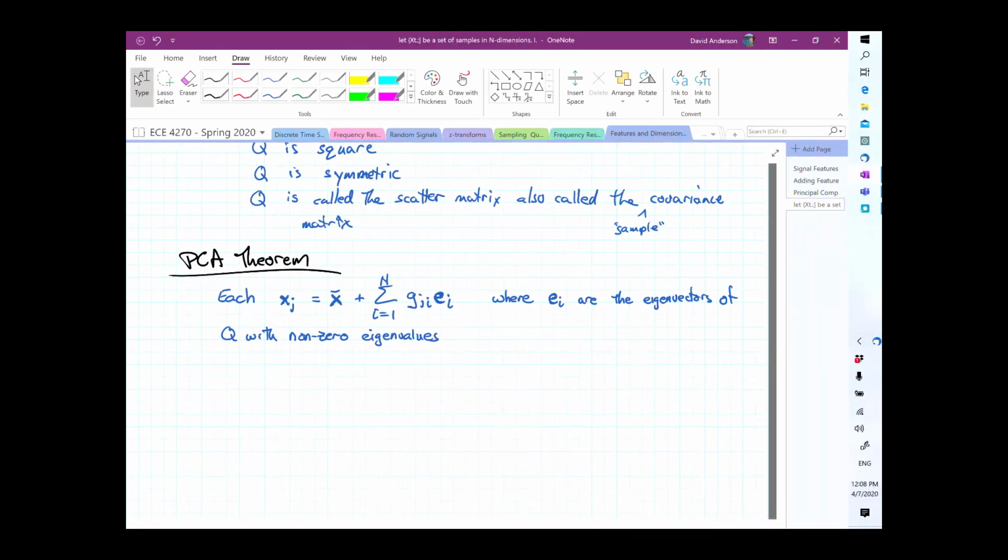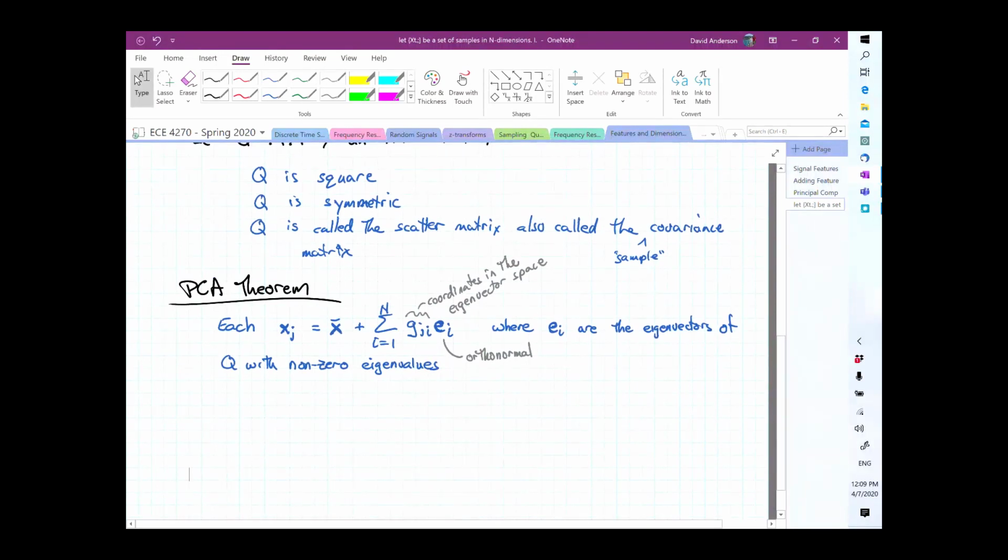So in essence then, these g values would be coordinates in the eigenvector space. These will be orthonormal. One of the properties of starting with a square symmetric matrix is that we can find orthonormal eigenvectors that would span the space like this.